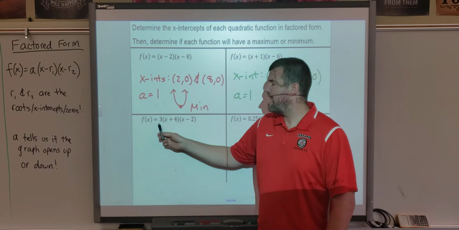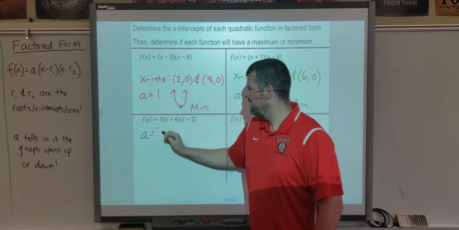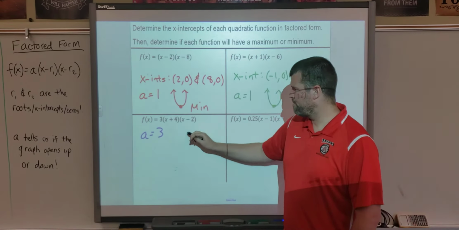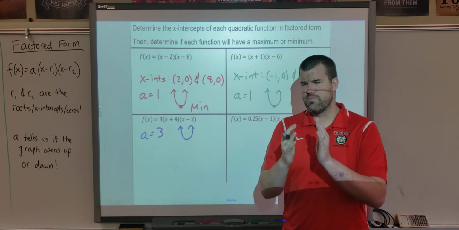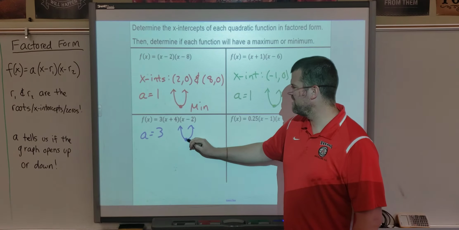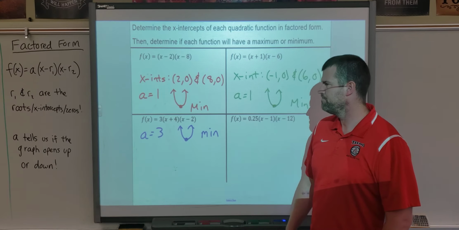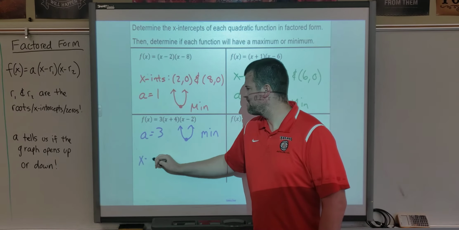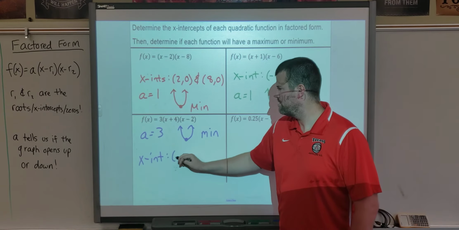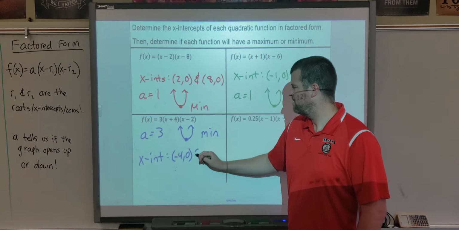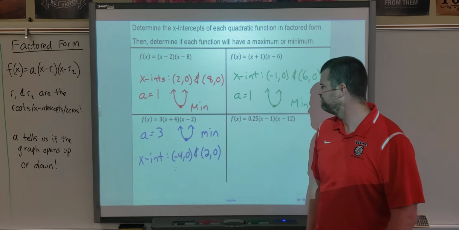Next example, we have an a value of 3 this time. So I'm actually going to skip ahead to that. Our a is 3, but it's still a positive, right? So if it's positive, it's going to open up. The only thing the 3 does is it stretches our graph. It's going to make it skinnier. But we still have concave up. Therefore, we still have a minimum. And then for our x-intercepts, we have the opposite of 4, so negative 4. And then we have the opposite of negative 2, so positive 2.